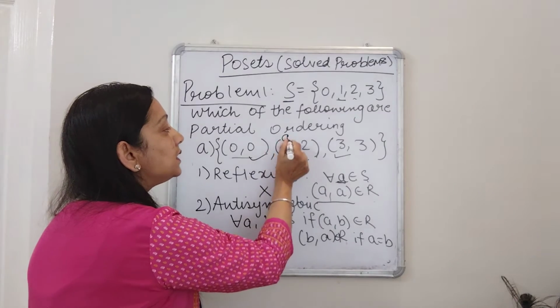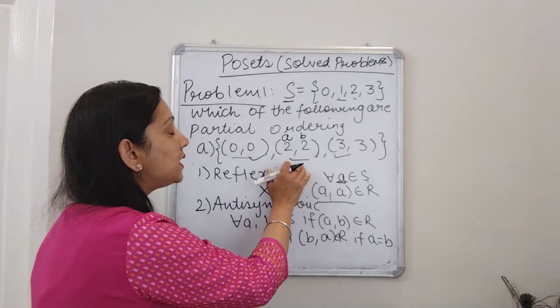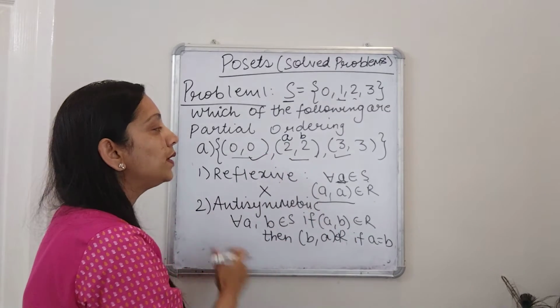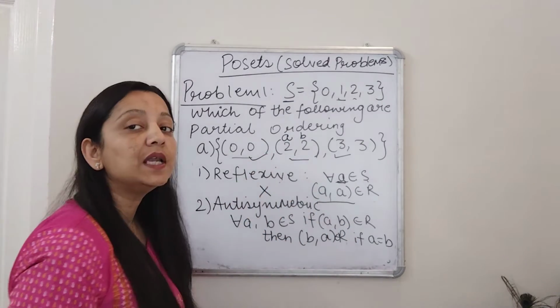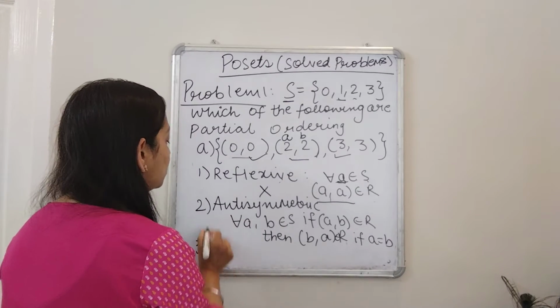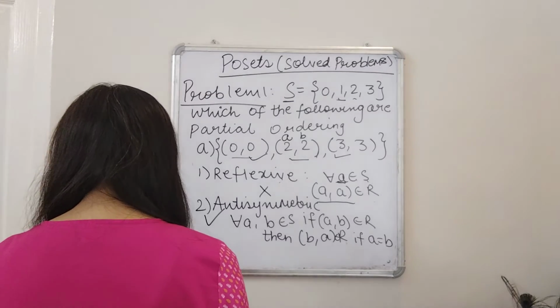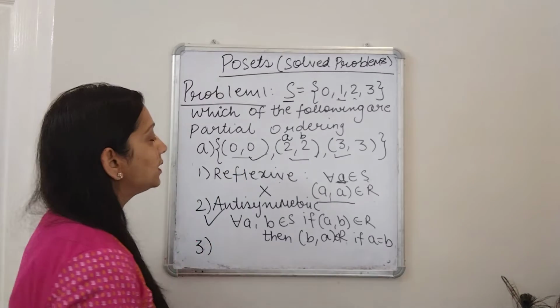So here if this is A and this is B, A and B are equal. That means if 2, 2 is existing, the opposite of that, 2, 2, is also existing, and we do not repeat elements in a set. So that means this relation is antisymmetric. So I can say that yes, it is antisymmetric. Now we will see if it is transitive or not.